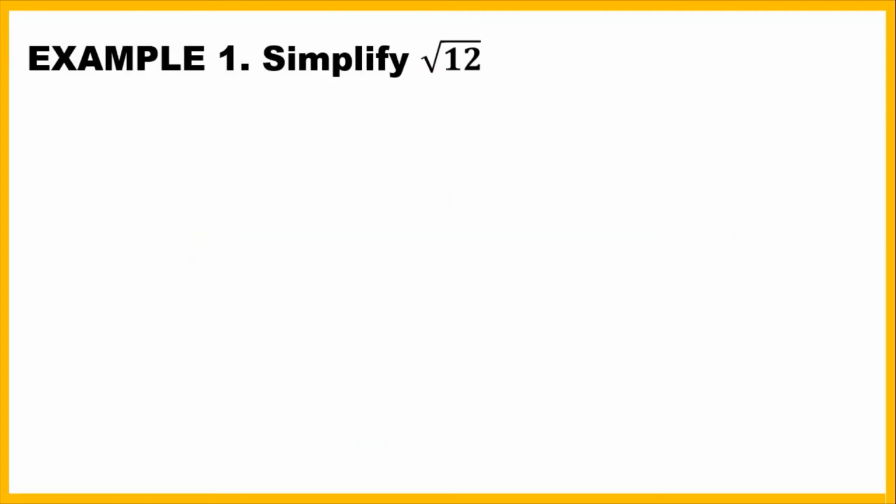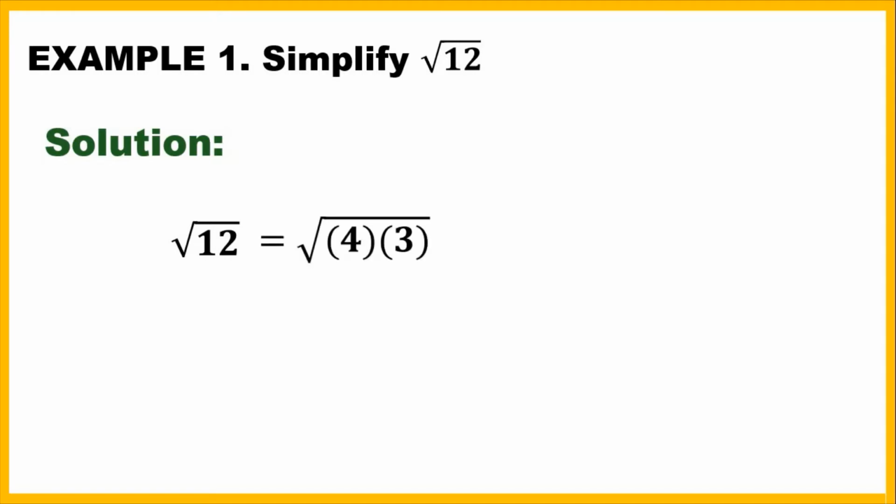Let's have an example. Simplify square root of 12. We were given square root of 12, and we know that 12 is not a perfect square. But we can express 12 as 4 times 3. So now we have the square root of the product of 4 and 3. Using the first law earlier, we can split these two factors as the square root of 4 times the square root of 3. The square root of 4 is 2, so now we have 2 square root of 3. Therefore, the simplified form of square root of 12 is 2 square root of 3.